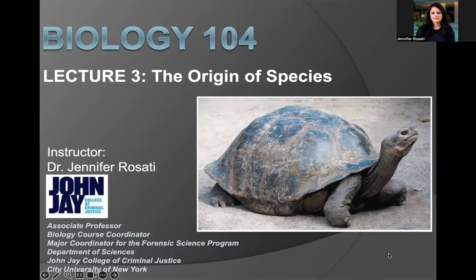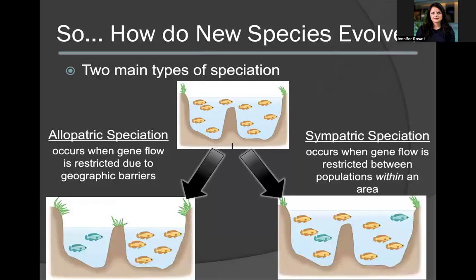Lecture 3 of Biology 104, where we will discuss the origin of species. We're now going to take a look at how new species evolve. There are two main types of speciation events, allopatric speciation as well as sympatric speciation.